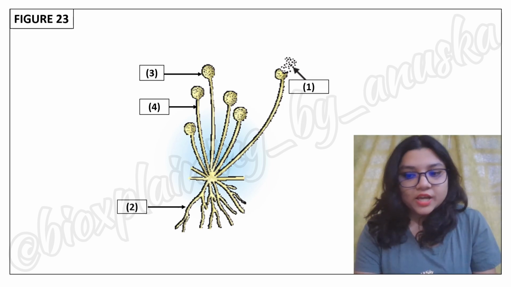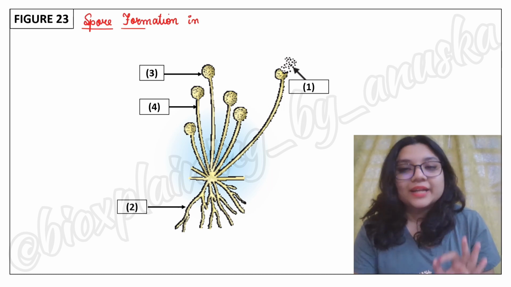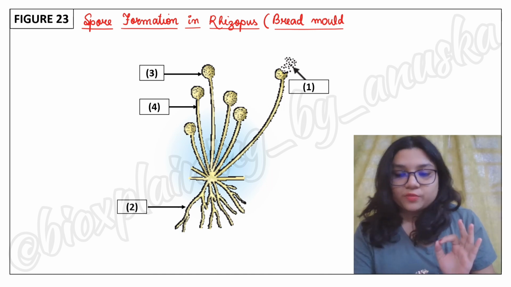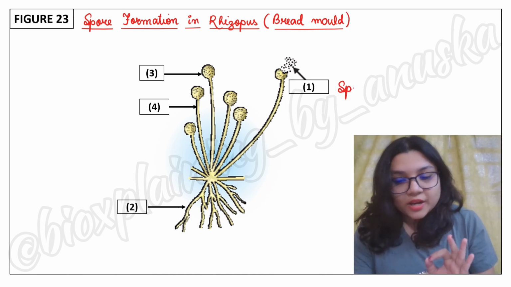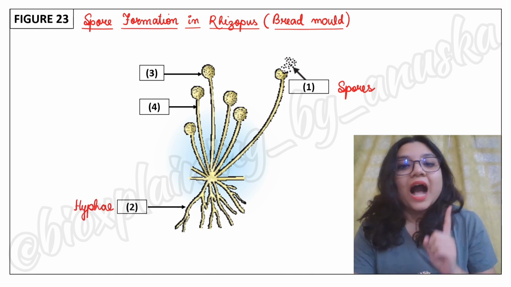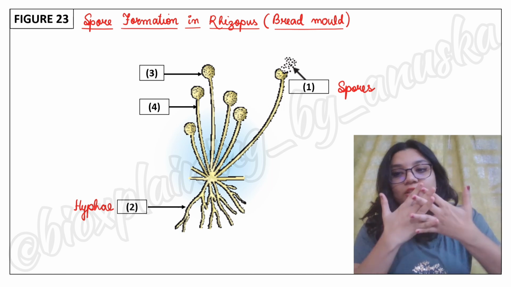So this shows us the spore formation in bread mold, that is Rhizopus. Okay, the spore formation in Rhizopus. Part 1 refers to the spores, right? And then part 2 is the hyphae. So hyphae will form a network with each other like this.